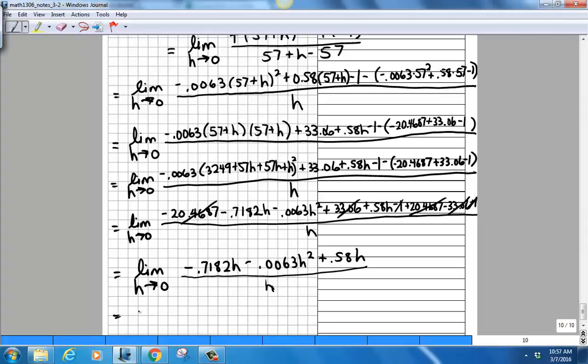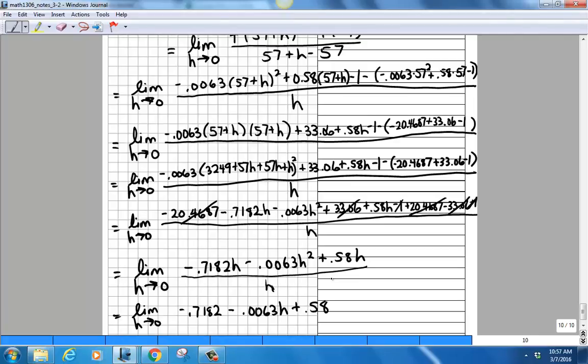So you get the limit as h approaches 0 of minus 0.7182. See, that h divides out. And then minus 0.0063 times h, because h squared divided by h just leaves you with an h. And then what happens here? The h goes away again. Okay? So now we're down to this. So that was a little bit of algebra, but we're right exactly where we want to be, because now we can apply the limit.